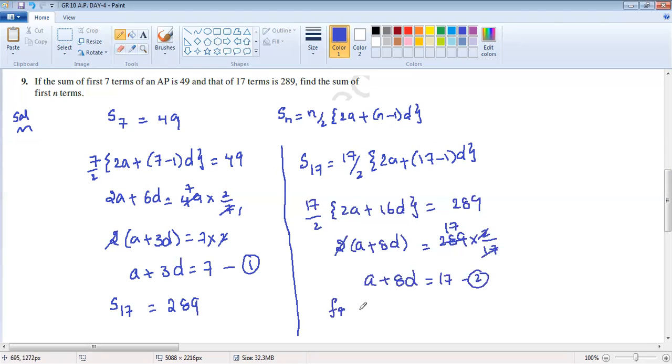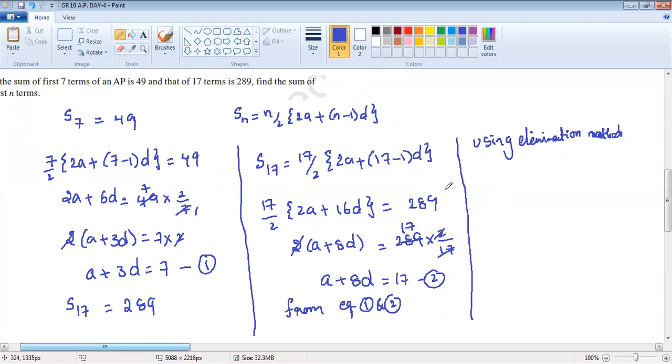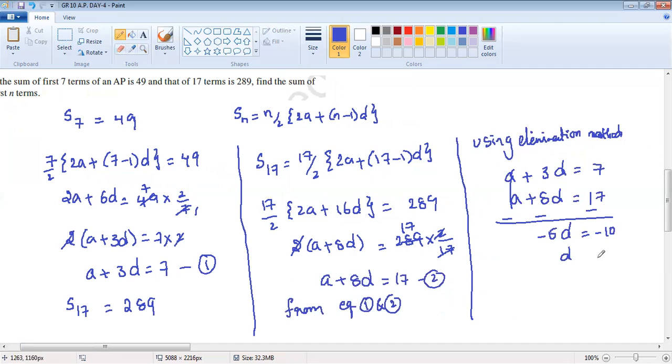So from equations 1 and 2, using the elimination method, please write it. So what will we get? a plus 3d is equal to 7, a plus 8d is equal to 17. Do the subtraction on both. So then minus 5d is equal to minus 10, and d is equal to 2.